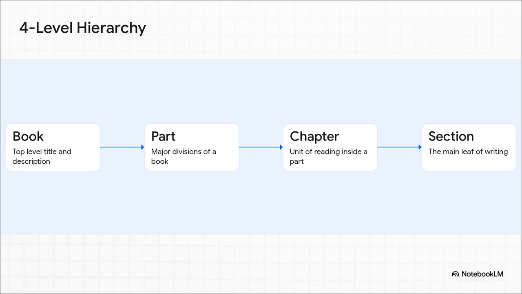Step 1 is the book, the property itself. Step 2 is the part, which represents major divisions, kind of like the floors of your house. Step 3 is the chapter, representing units of reading, so the rooms. And finally, Step 4 is the section. So if the book is the house, the sections are the actual furniture where your content lives.